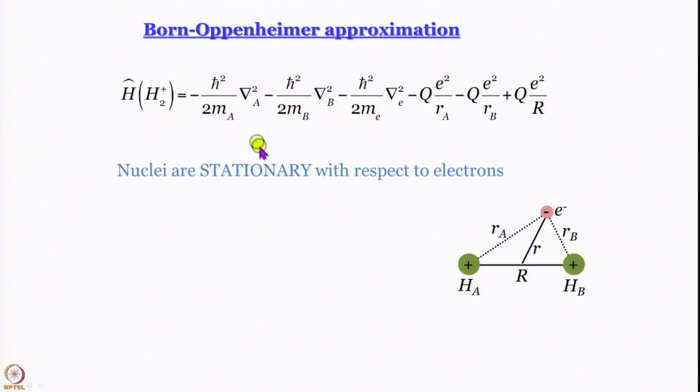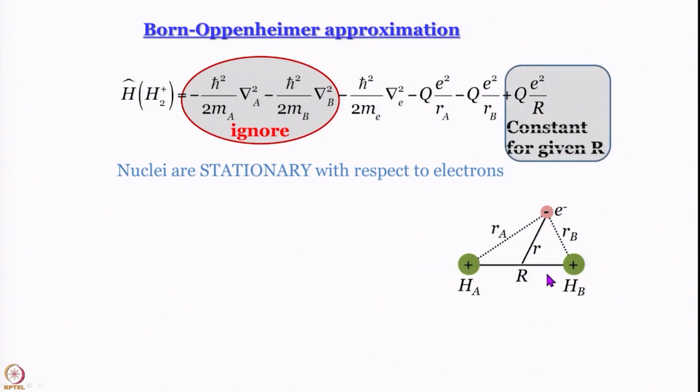So, first of all, this del A square, will you agree with me that this becomes 0? Will you agree with me that del B square term becomes 0, because we are considering the nuclei to be stationary. So, there is no question of their kinetic energy. So, these two we can ignore under Born-Oppenheimer approximation. What else? If these are stationary, then this internuclear separation will remain constant for our calculation.